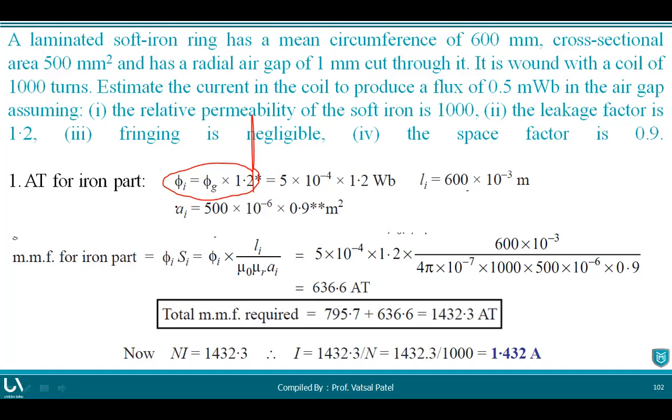Now the length is given here, 600 into 10 raised to minus 3 meters. For the area of the iron core material, the space factor is given. Again, you can use the space factor equation, which is the cross sectional area of the iron part divided by the cross sectional area of the air gap. The air gap cross sectional area is 500 mm square, which is converted and multiplied with the space factor. So we get the exact value of Ai, the area of the soft iron material.